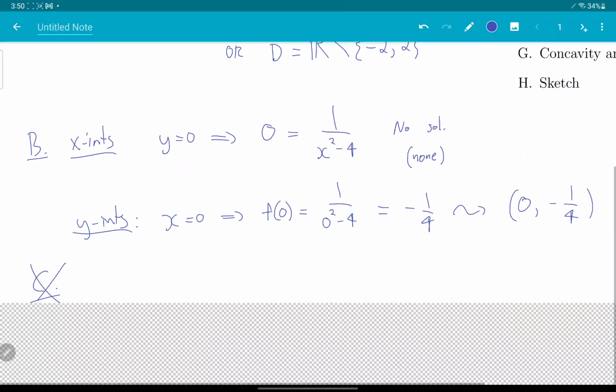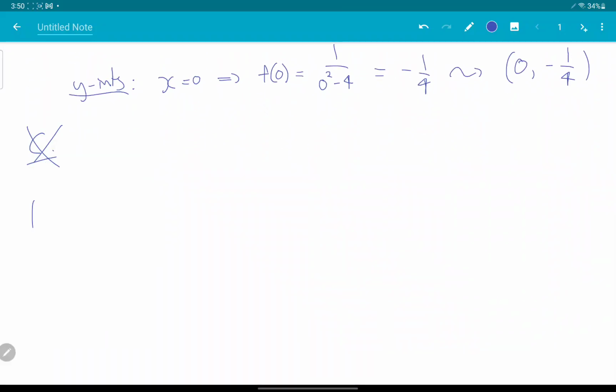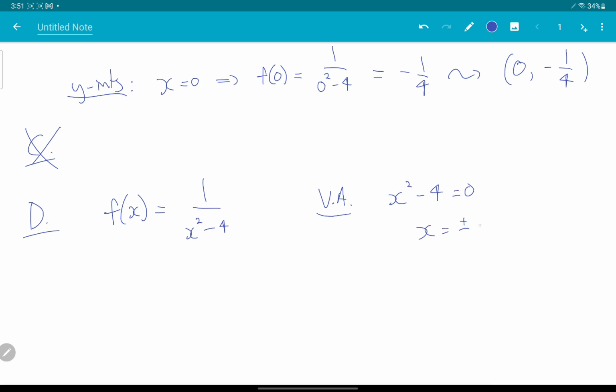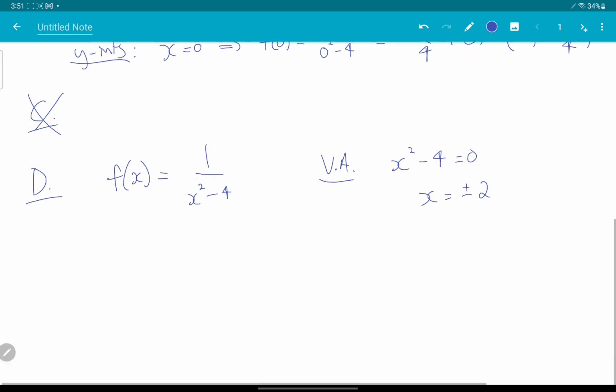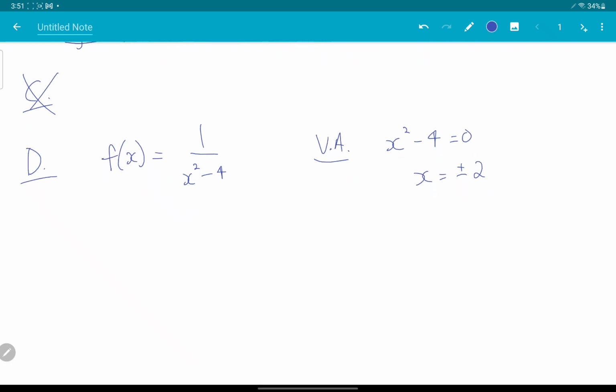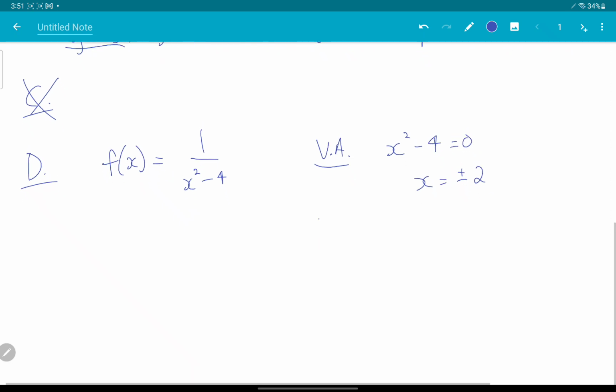D, asymptotes. Okay, so we have f of x is equal to 1 over x squared minus 4. Okay, vertical asymptotes, you're asking, when is the function shooting up to plus infinity or down to minus infinity? Well, that is when you have a denominator equal to 0, so x is equal to plus or minus 2. And we can calculate all these limits.